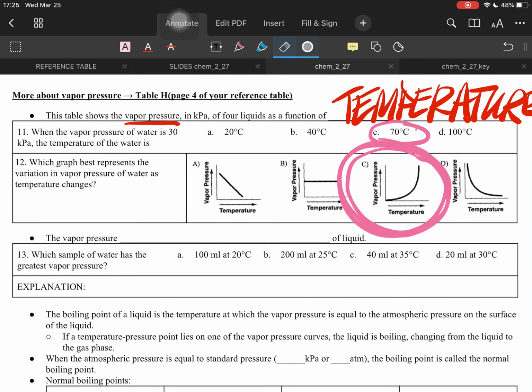And this whole thing with the amount of liquid is a big Regents question thing. So it does not depend on the amount of liquid. I couldn't fit it on there, so I had to kind of squeeze it. But, all right, so which sample of water has the greatest vapor pressure? 100 mL at 20, 200 mL at 25, 40 mL at 35, 20 mL at 30.